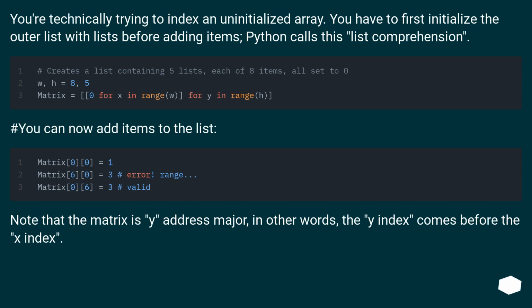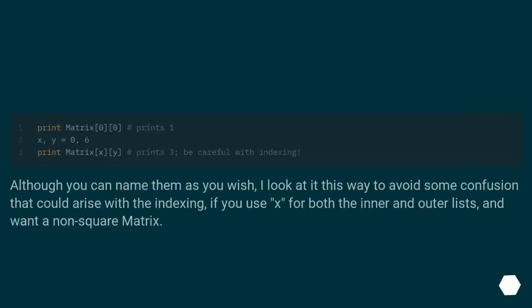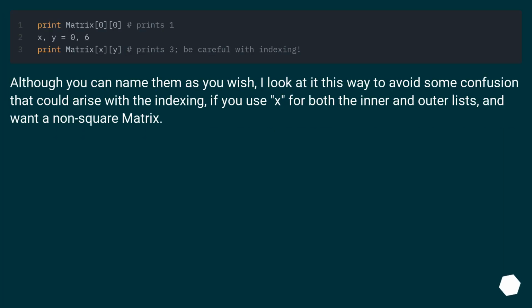Note that the matrix is y-address major, in other words, the y-index comes before the x-index. Although you can name them as you wish, I look at it this way to avoid some confusion that could arise with the indexing, if you use X for both the inner and outer lists, and want a non-square matrix.